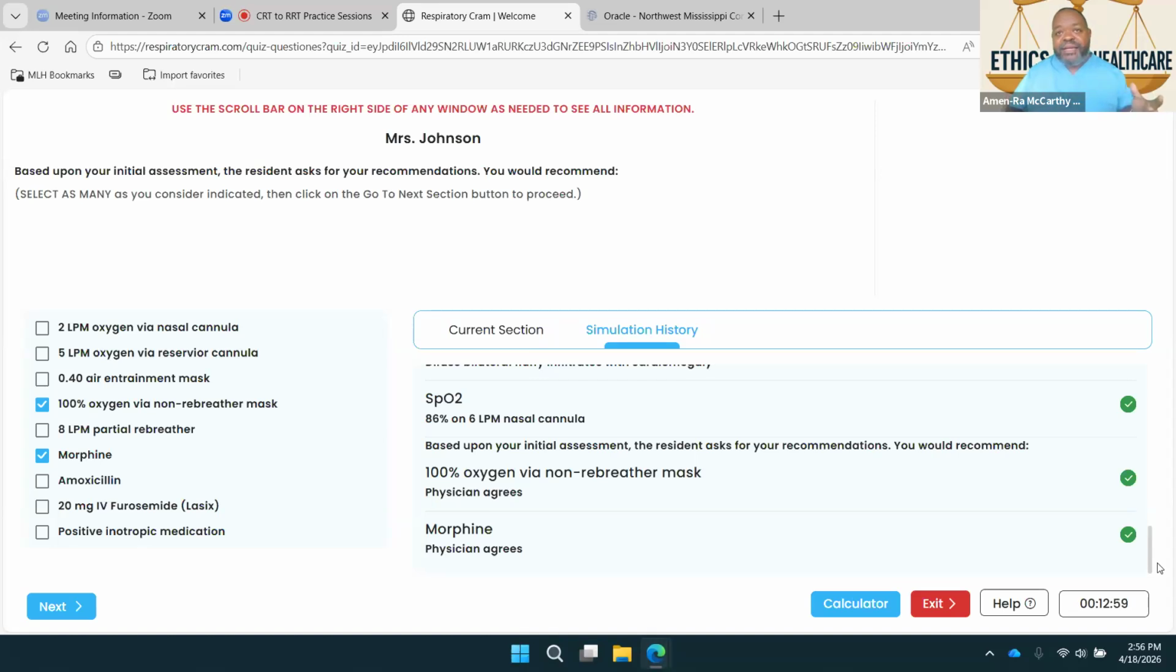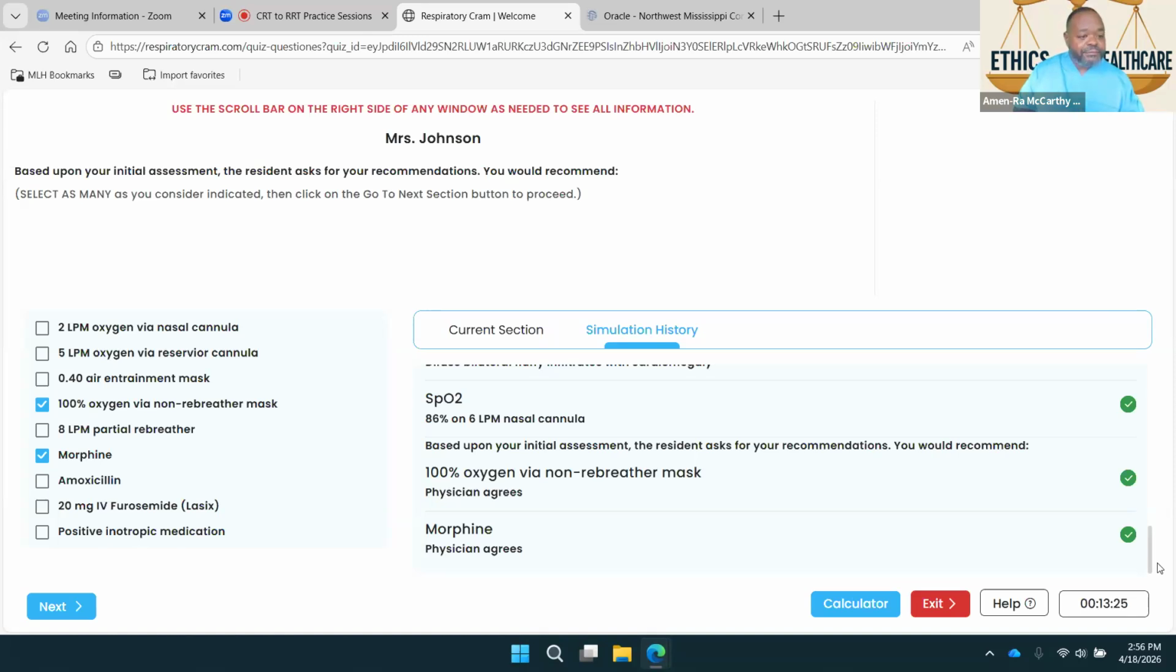Somebody said fever. It doesn't say she has a fever. Doesn't say she's coughing up yellow or green sputum. It doesn't say she got a CBC and her white blood count was greater than 10,000, right? She could have all these things, but they didn't tell us that. And since they didn't tell us that, we don't deal with it. So great job. No amoxicillin at this time.